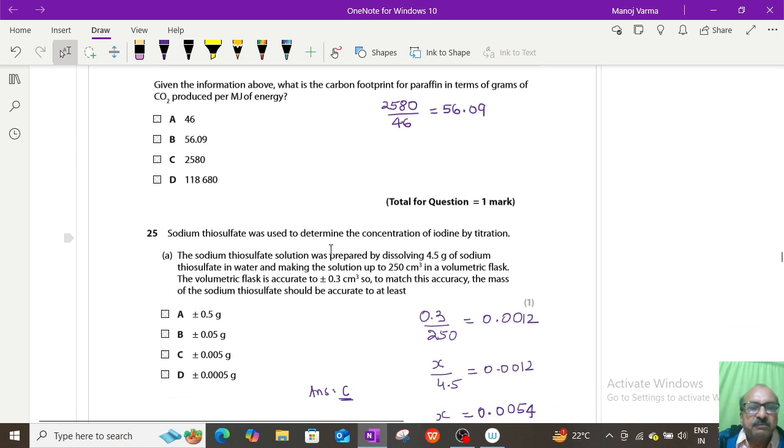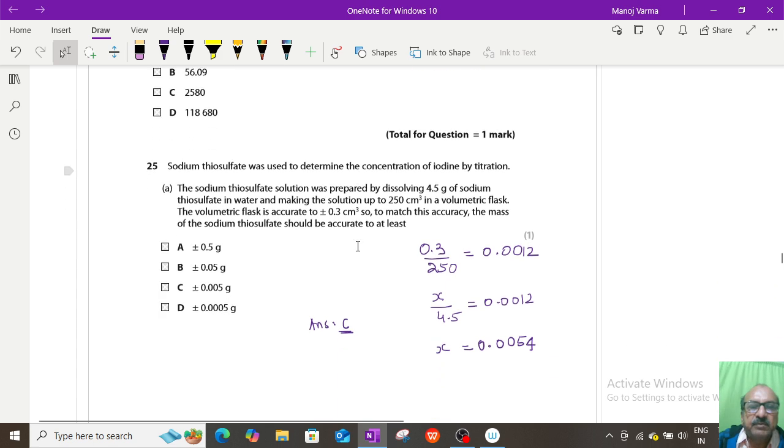Question number 25. Sodium thiosulfate was used to determine the concentration of iodine by titration. Sodium thiosulfate solution was prepared by dissolving 4.5 gram of sodium thiosulfate in water, making the solution up to 250 centimeter cube, and the volumetric flask is accurate up to 0.3 centimeter cube. To match this accuracy, the mass of sodium thiosulfate should be accurate to how many decimal places?